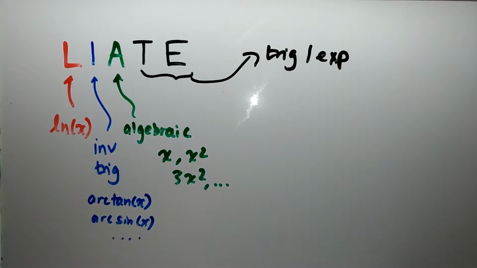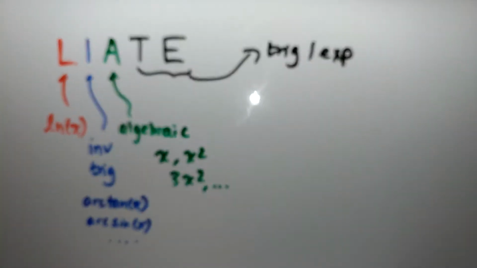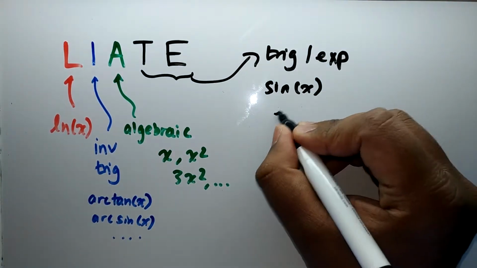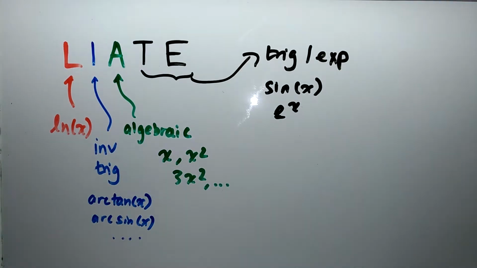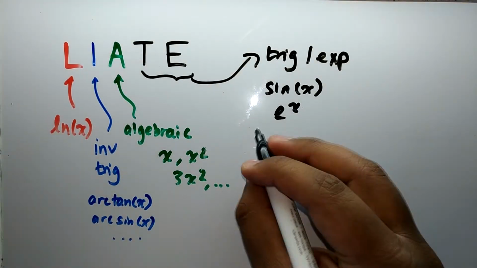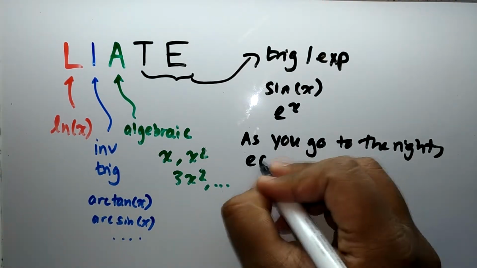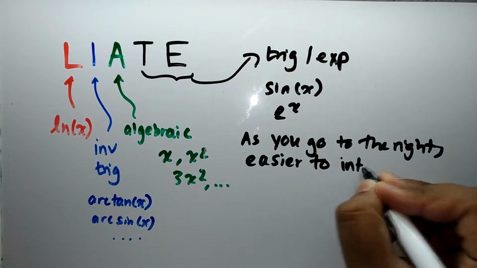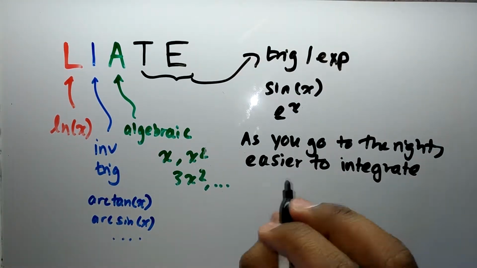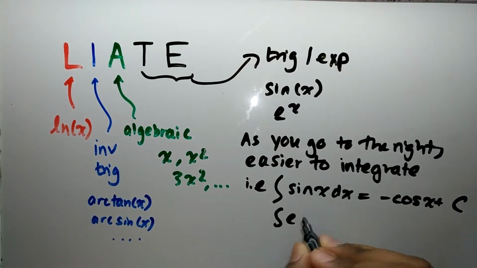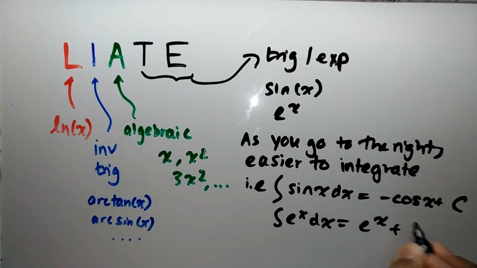And the reason why you want to know this is because as you go to the right, it gets easier to integrate the function, but as you go towards the left, you would want to find the derivative instead. For example, if you go to the right and you have a trig function, you can easily integrate that. Let's look at the integral of sine x. That's just going to be negative cos x. And the integral of e to the x is just e to the x plus c.